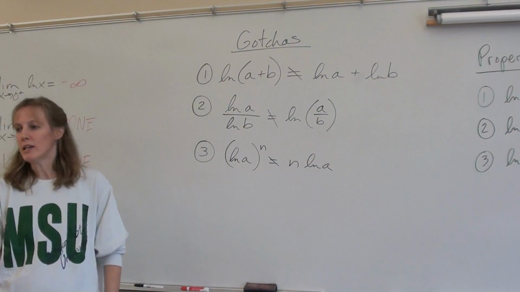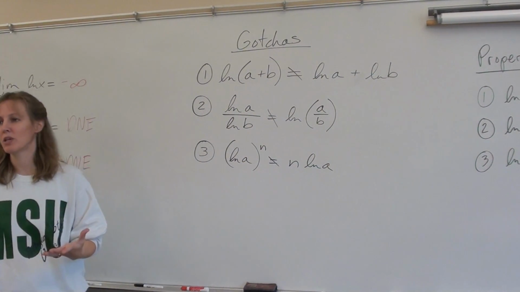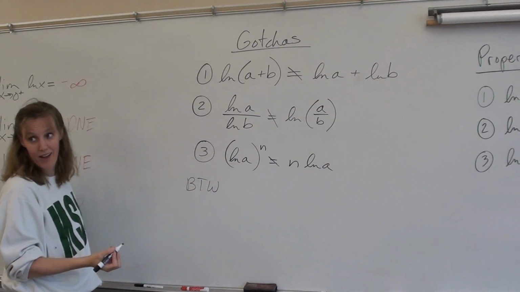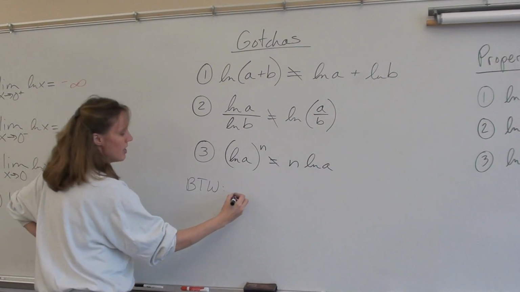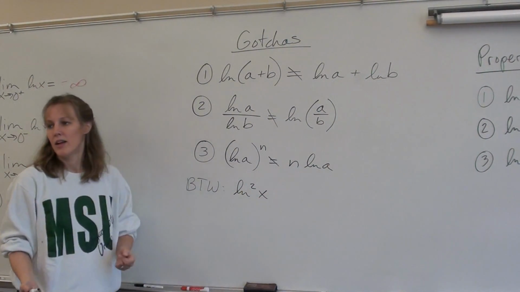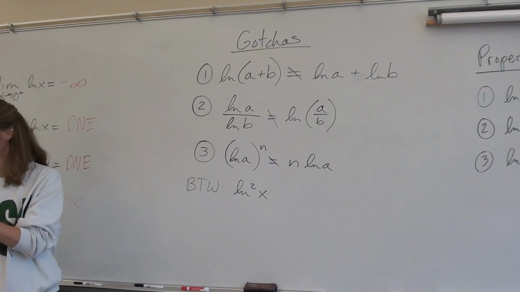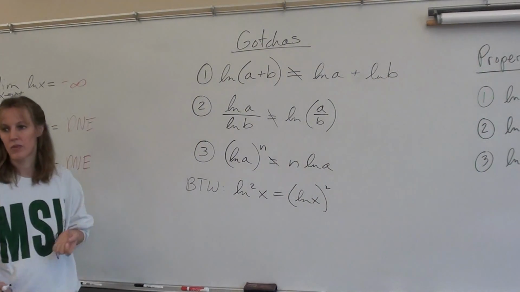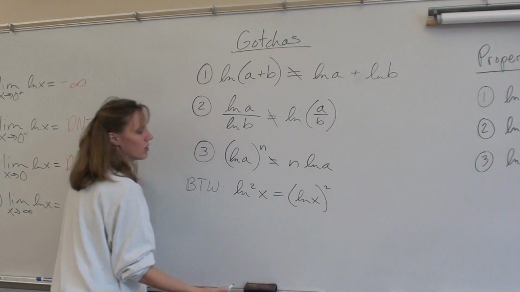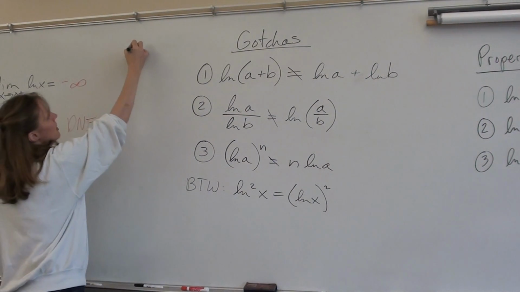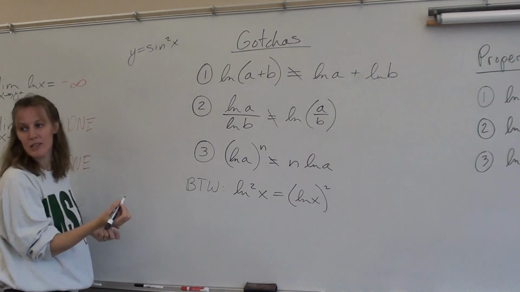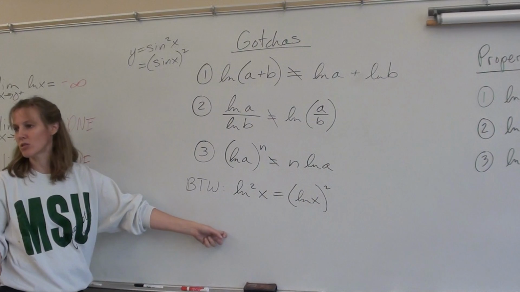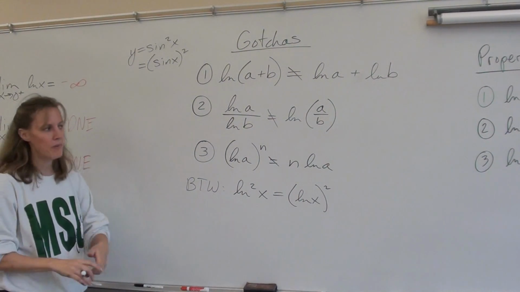And by the way, your book is going to use a notation that will probably look unfamiliar to you in this context. BTW, by the way, if you see ln with an exponent between the ln and the x, ln squared x, that is another way of writing the whole logarithm squared. Not the argument squared, but the entire logarithm. Remember in trigonometry, you would have y equals sine squared x, and that was the same thing as writing the entire sine x squared. It's the same thing with logs. So you'll see this notation once in a while. Just know that that's what it means.